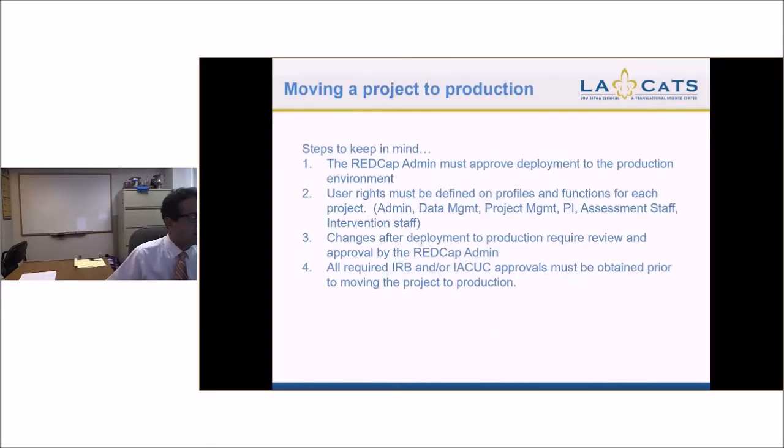Just to restate some of the points that Daniel brought up, when you're moving a project to production, there are some things you need to keep in mind. That deployment to production is approved by the REDCap admin. Those user rights that Daniel showed you for different roles within the project are defined. Changes after the actual project is in production need to be reviewed by the REDCap admin. And of course, all IRB and IACUC approvals must be obtained prior to moving that project to production.